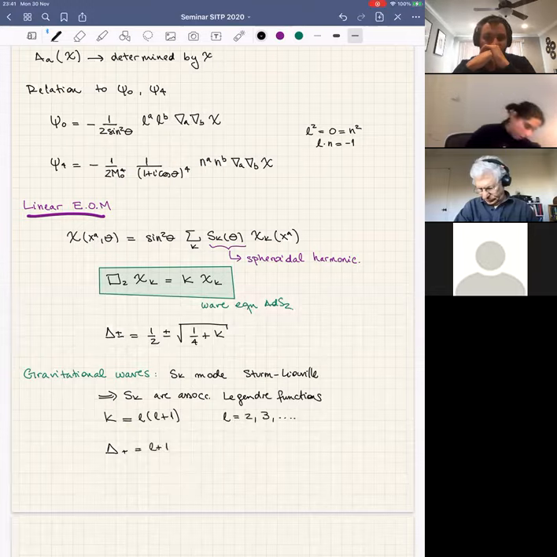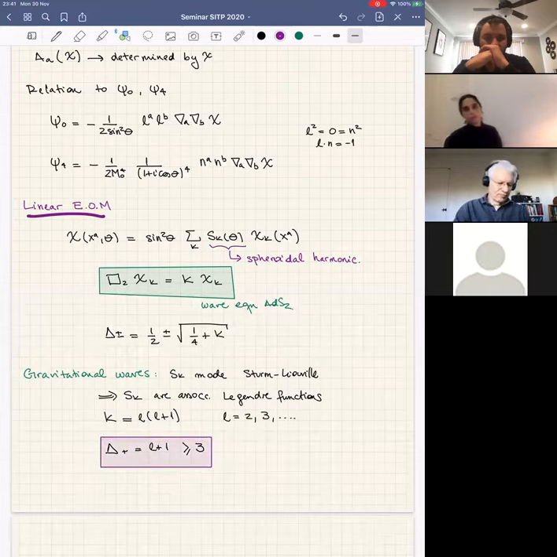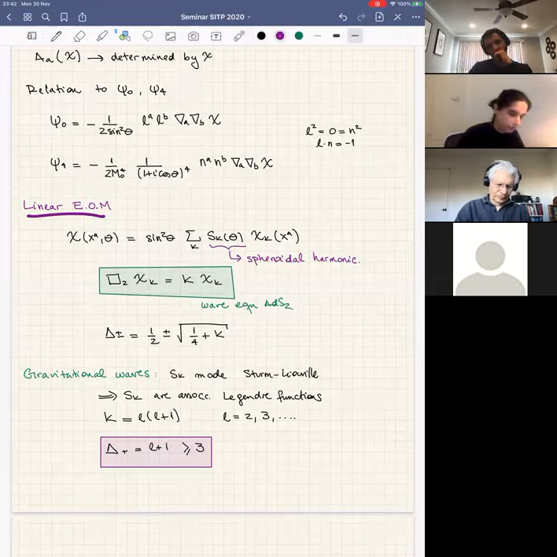Okay, so it's a number that is already bigger than 3. So your favorite part of the spectrum, if you open Chandrasekhar's book, falls into that category. In the language of the AdS2 fields, they're perturbations that have a conformal dimension bigger than 3. And that's what they are.